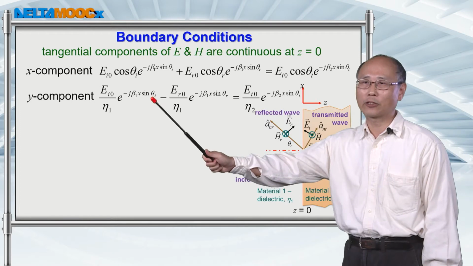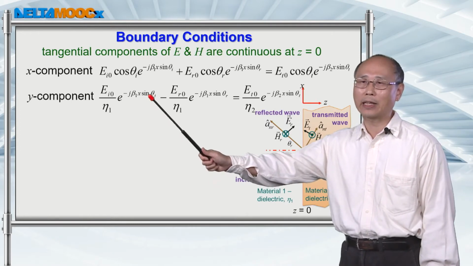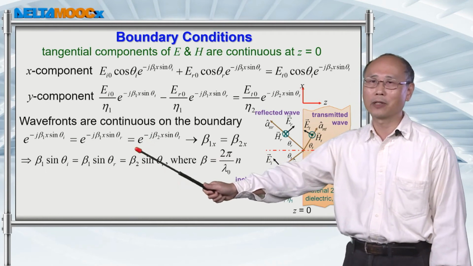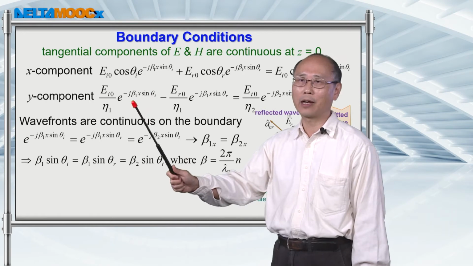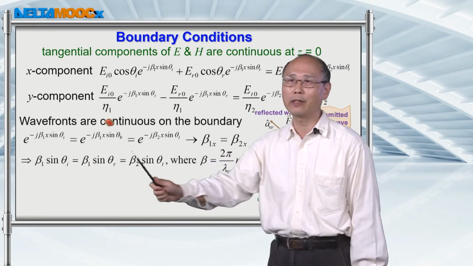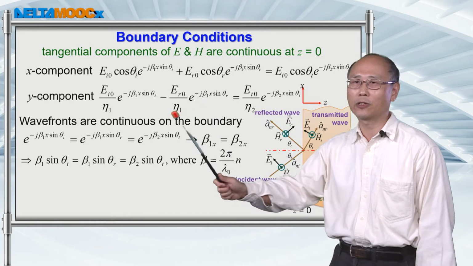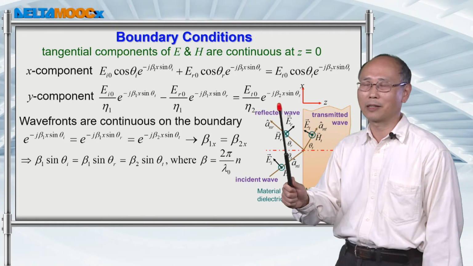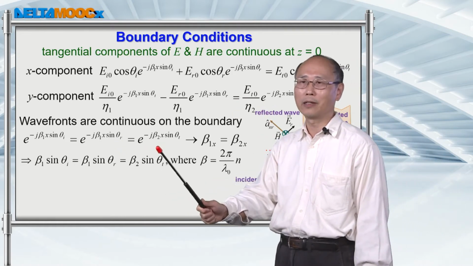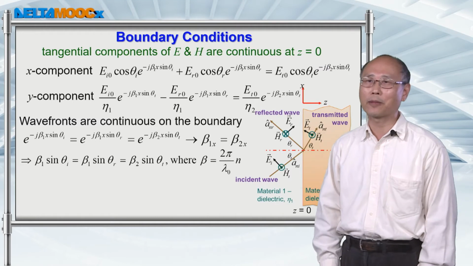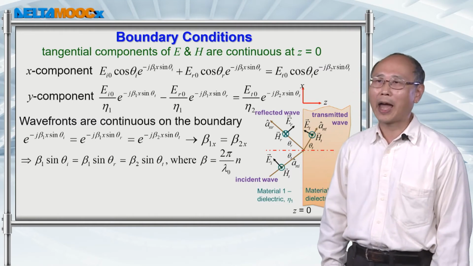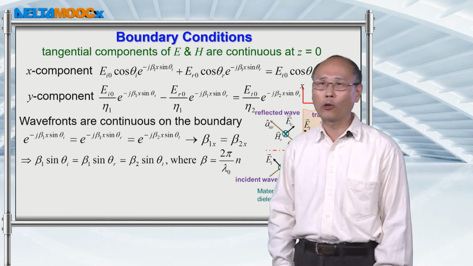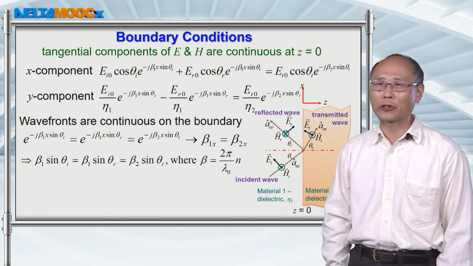So if you just extract the complex exponential and set the phase to be the same, then you have this requirement at the boundary. So you pull out this complex exponential right here, and also pull out this complex exponential right here, and then you have the transmitted complex exponential and set it here. Then this tells you that at the boundary, the wavefront has to be continuous. And this is the very strong point that all the waves have to follow this boundary condition.